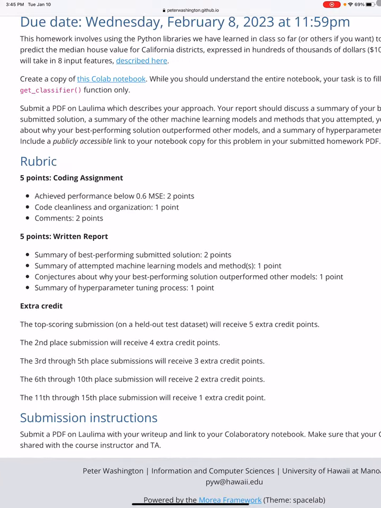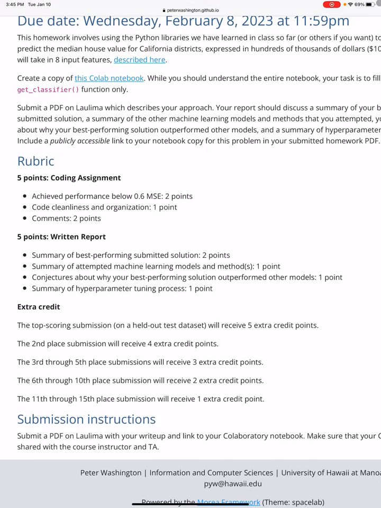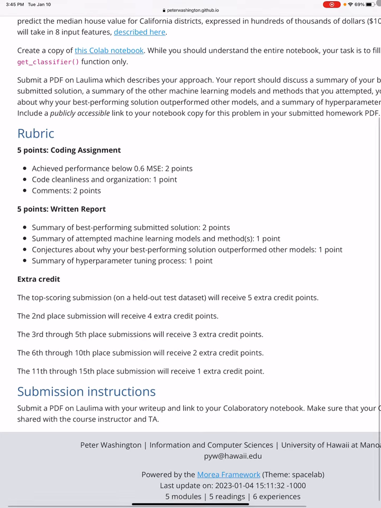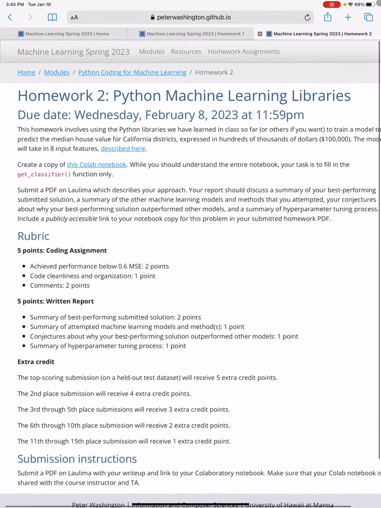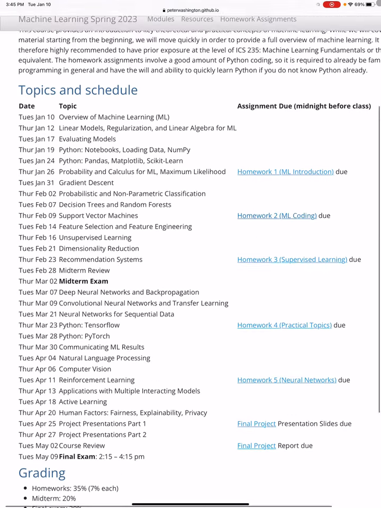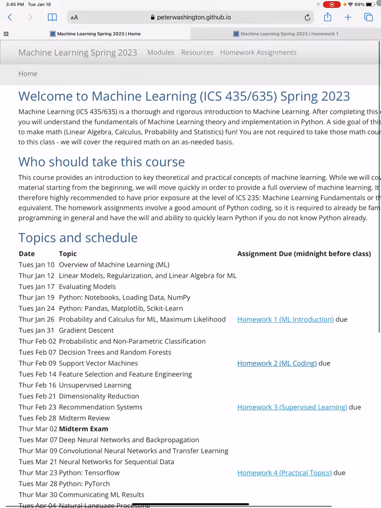I should have thought that through before. But the second place will get 4 extra points. Third through fifth will get 3 extra points. 6th through 10th will get 2 extra points. And 11th through 15th will get 1 extra credit point. So hopefully that's generous. And yeah, any questions about course logistics?